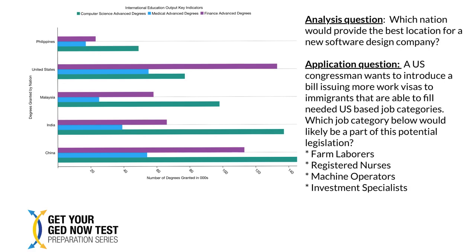So that's taking information in this context, talking about educational output, and then providing it in another context, a legislative one, making a new law in the United States. So taking an economic context and applying that to a political context is what you would be looking at. The context changes, but you're applying the same information for the application question. So again, just to wrap it up, you're going to be looking at comprehension questions, evaluation questions, and then analysis and application questions.